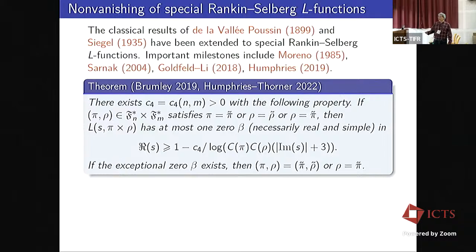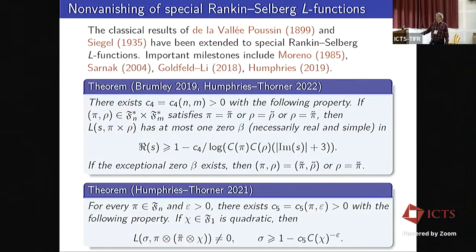Pi is equal to pi tilde, or rho is equal to rho tilde, or rho is equal to pi tilde. So then we have a standard zero-free region with the at most one exception that we are used to. And of course, if you want the exceptional zero to be real, that's where the star normalization, the shift normalization, helps.